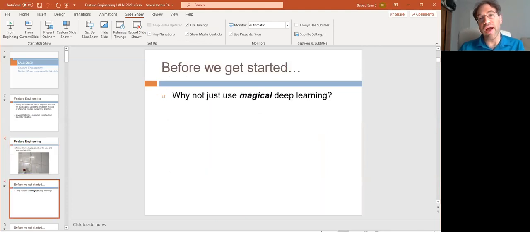Before we get started on talking about how to do feature engineering, I thought I would ask the question, why not just use magical deep learning? Because after all, it's magical. And we all know that deep learning can do anything. And if you need the computer to, when the student is in trouble, have the jack of spades pop out of the computer, you didn't even know you were playing cards, and squirt cider in your ear, deep learning can do it. So why not just use that?